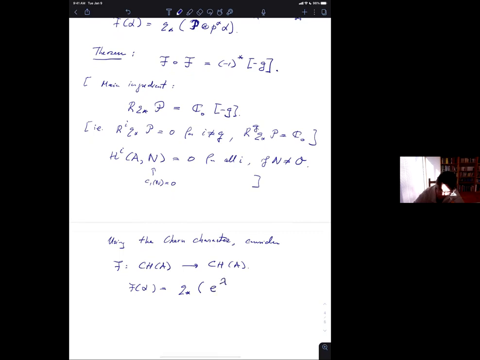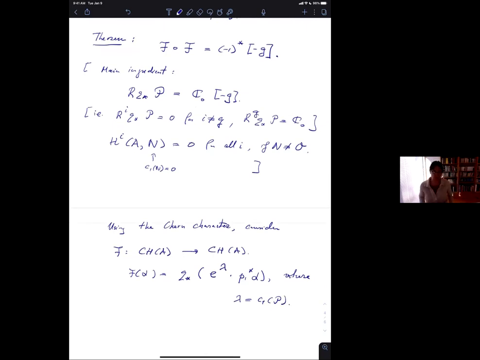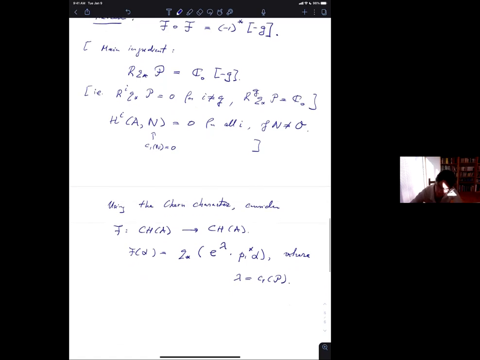It's a line bundle. So let's say that the first Chern class is lambda, where lambda is the first Chern class of the Poincaré. Okay, so this is the transformation on Chow level. And then of course, if I write Mukai's theorem in Chow, this involution stays, the multiplication by minus one, and the shift becomes a sign. So it becomes minus one to the g, yeah, on the Chow level.